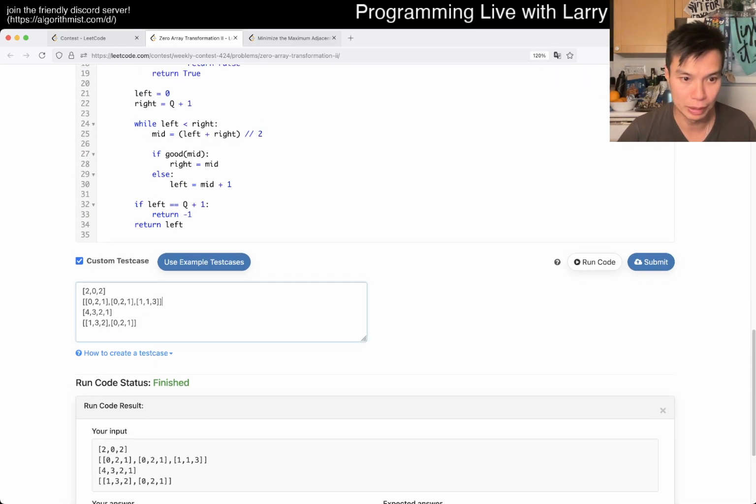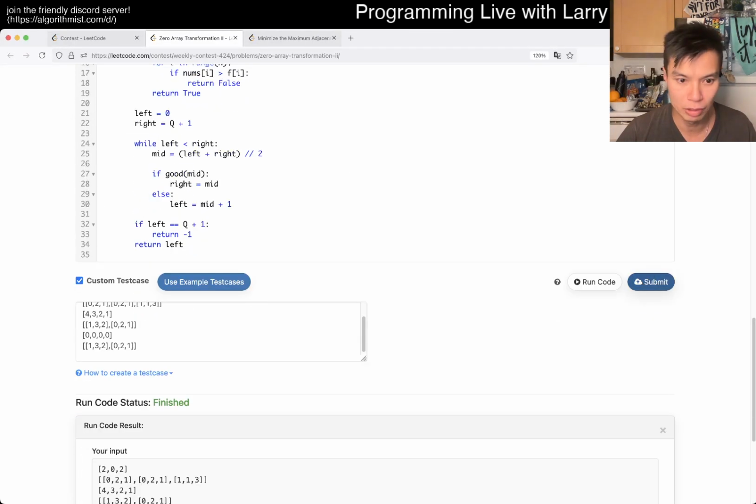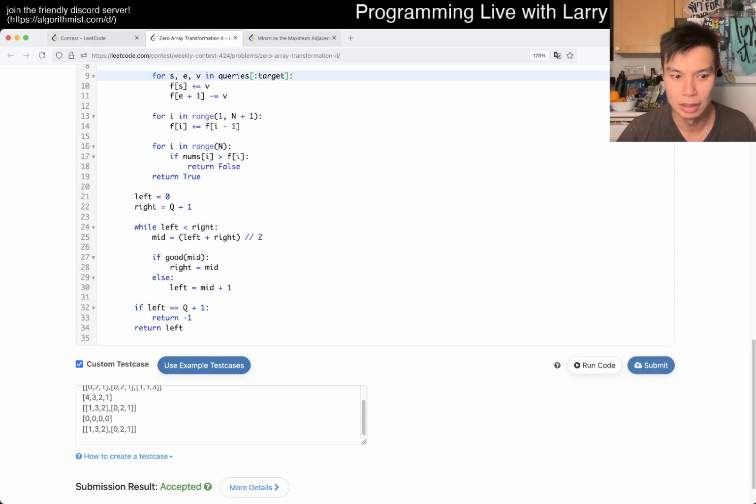I think there should be a case where it should be 0, even though I don't know if that's a valid input. But I could see that being an edge case. Okay, so that feels good. Let's give it a YOLO. Hopefully they didn't make a silly mistake. Okay, that's good.